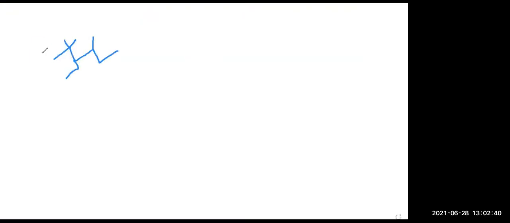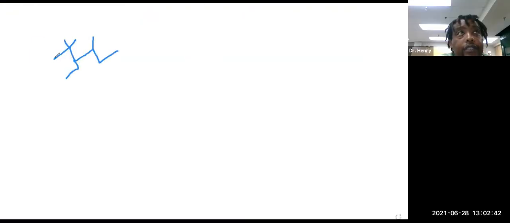Find the longest chain. Okay, let's find the longest chain. So if we start here, 1, 2, 3, 4, 5, 6. Or if I go 1, 2, 3, 4, 5. So which one is longer? Or 1, 2, 3, 4, 5, 6.